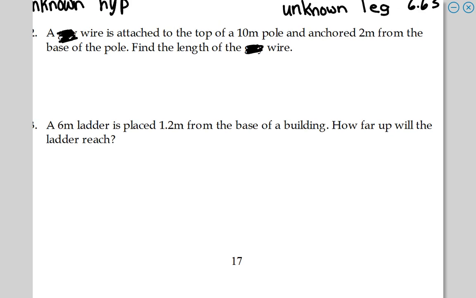So you need a picture. That's the pole. You can put a 10 next to it. And then it's 2 meters. So you just put the 2 like that. 2 meters from the base. Find the length. So we want this dotted line. That's what we want. So go ahead and solve that.